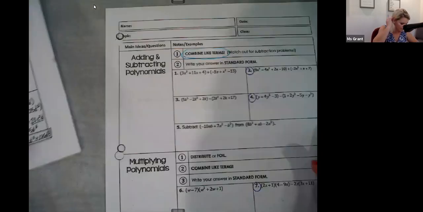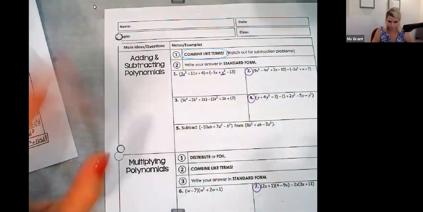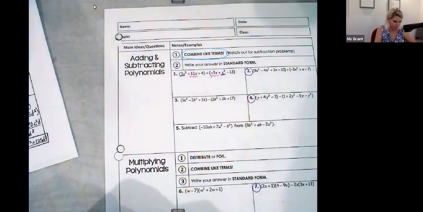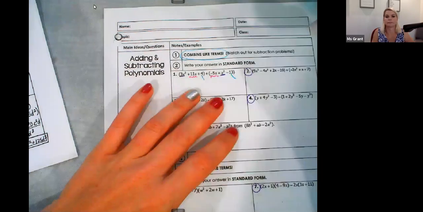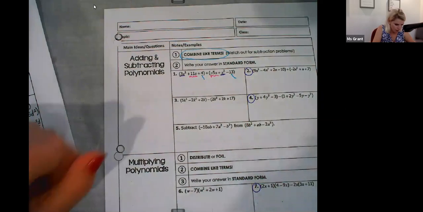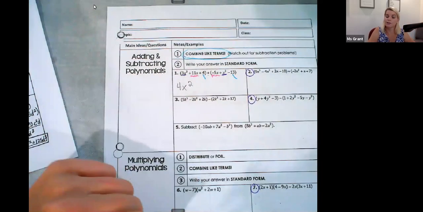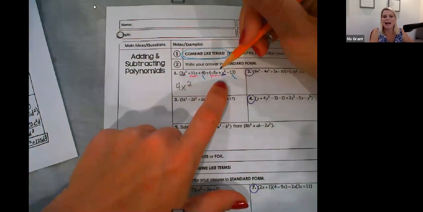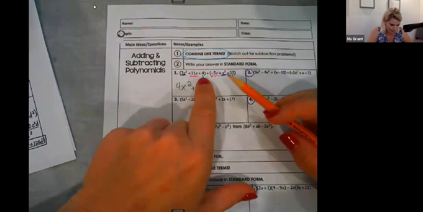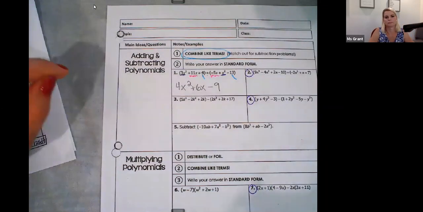Okay, here we go. 3x squared and x squared, same variable, same exponent. 11x, 5x, I'll do a zigzag. 4 and negative 13. Go in order of the biggest exponent. 3x squared plus x squared is 4x squared. Let's do pink: 11x plus negative 5x, 6x. Blue: 4 plus negative 13 is negative 9.